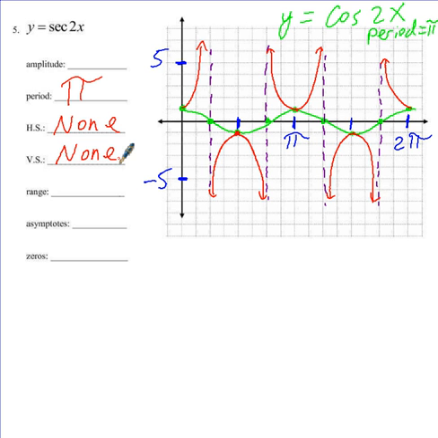Range, negative infinity up to -1, including -1, and then join that with including 1 to infinity. List the asymptotes.